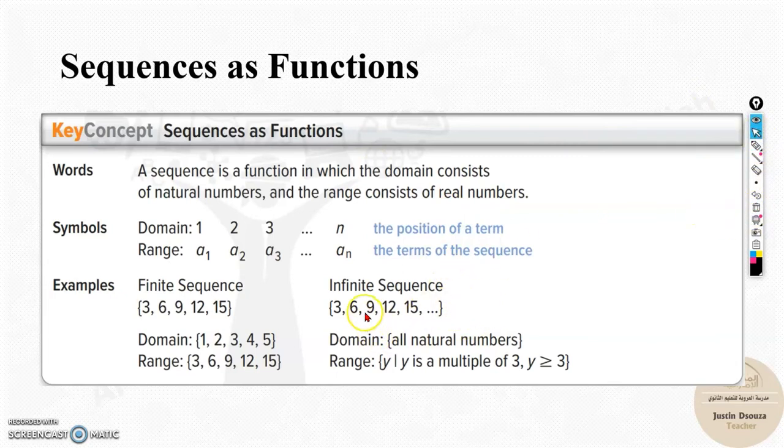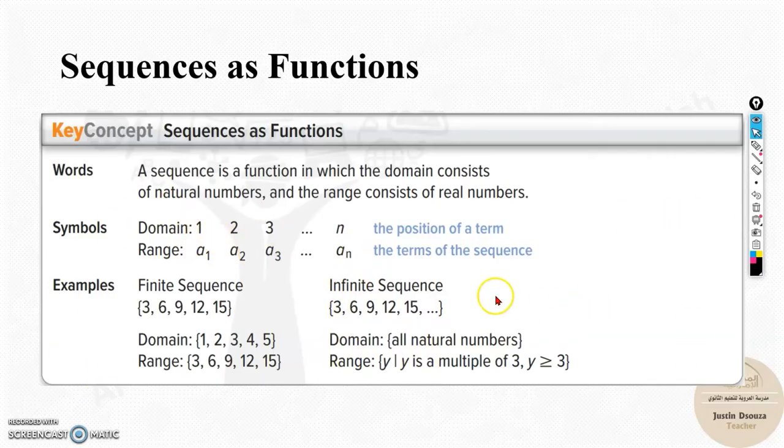Now in this case, when it's an infinite sequence, the domain is obviously all natural numbers, because it just keeps on going. But there is one important thing: the range. What about the range? You can denote it like, see, it's 3, 6, 9, 12. It's multiples of 3. So you can tell it's multiples of 3. And natural numbers means it starts from 1, 2, 3, 4, and 5, and goes on. Okay, natural numbers. Not integers, it's natural numbers because we start from 1. I hope this is clear.